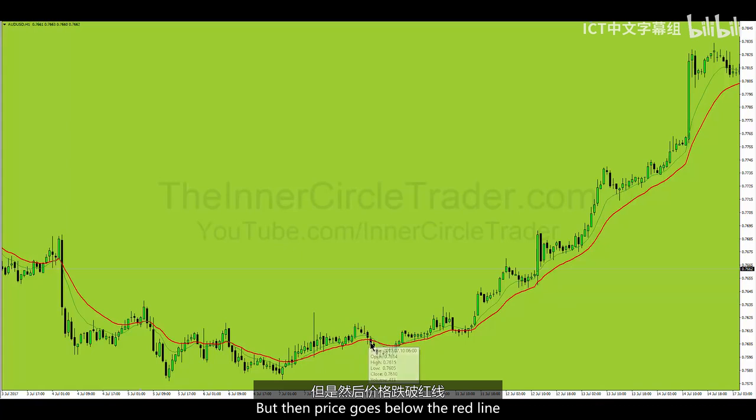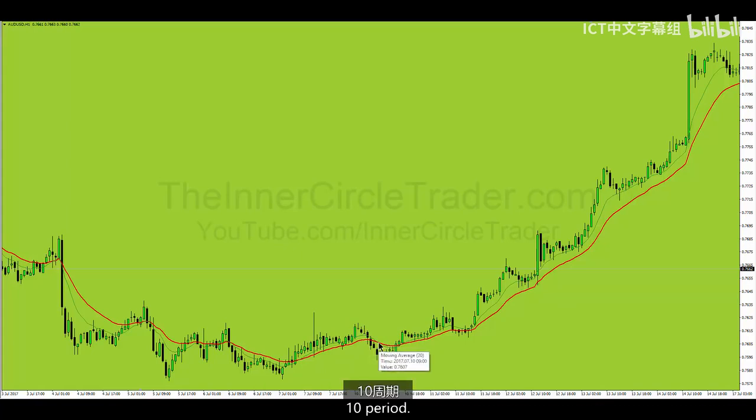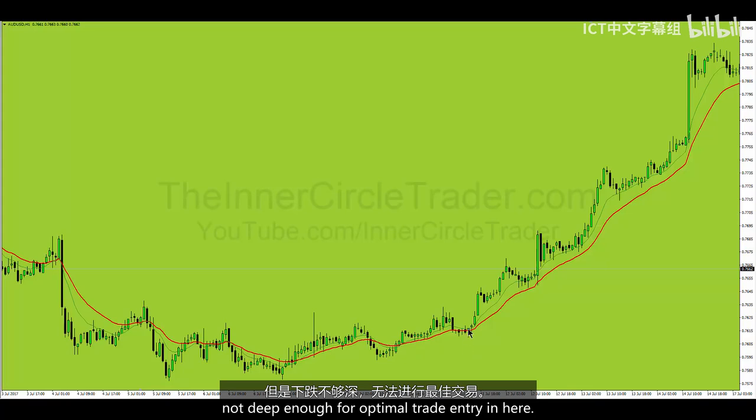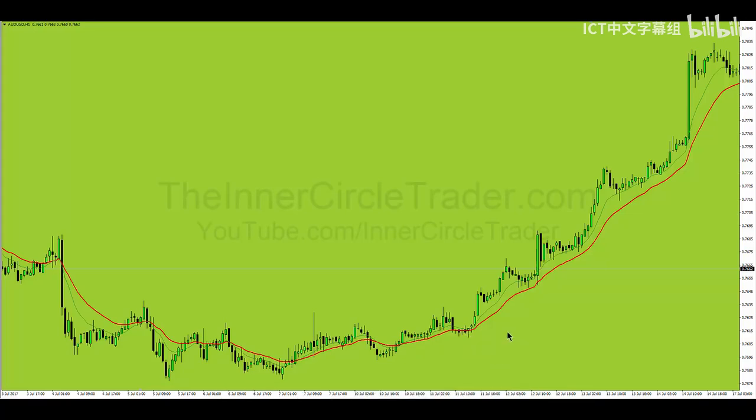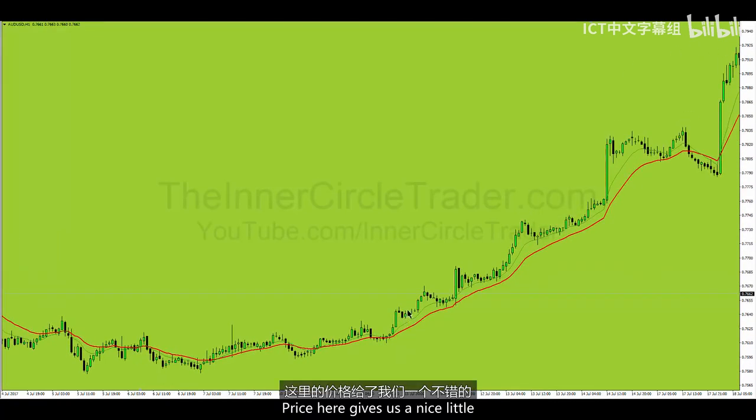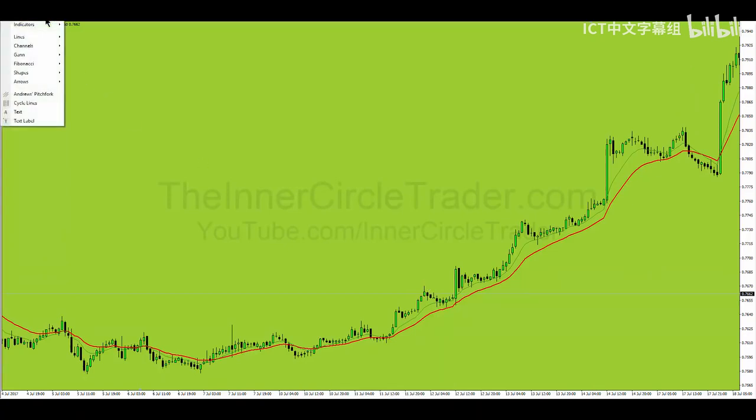But then price goes below the red line, and so does the 10 period. So we can't take this scenario. We have to wait. Price trades higher, dips back down. Not deep enough for optimal trade entry in here, so nothing would have happened there. Price here gives us a nice little scenario.